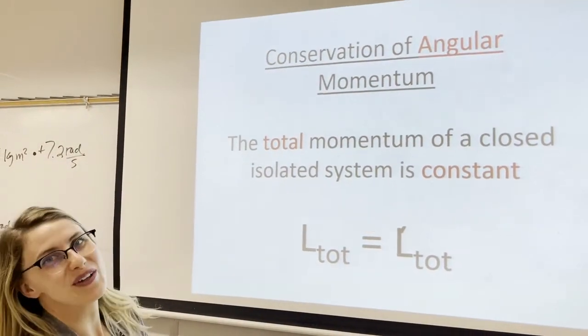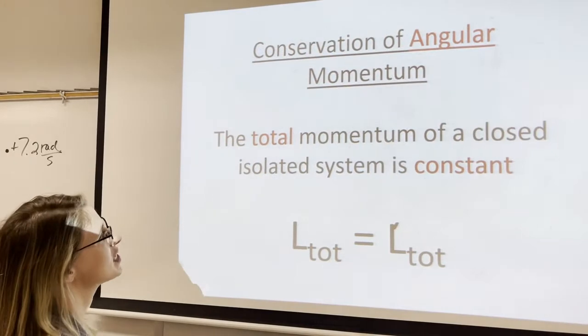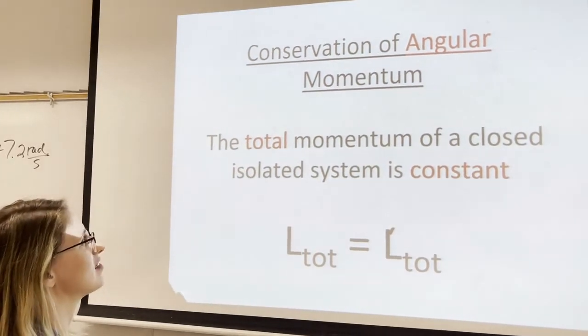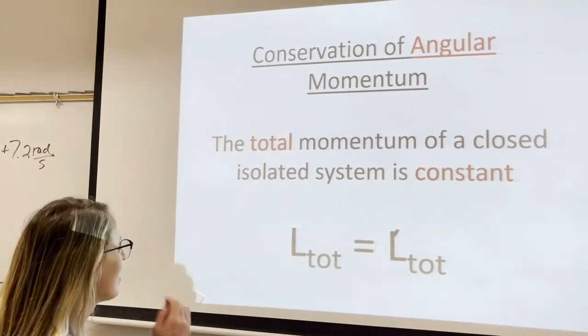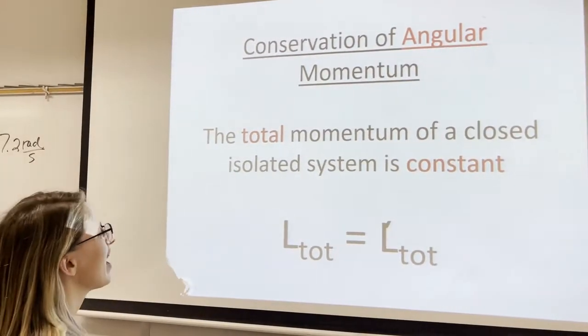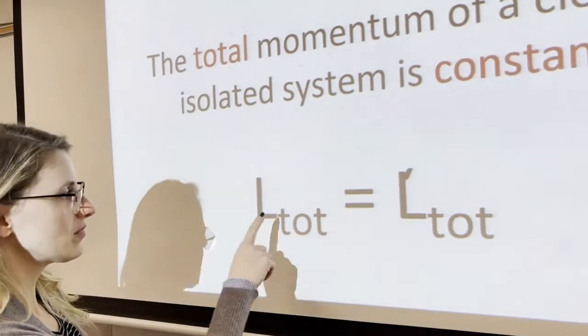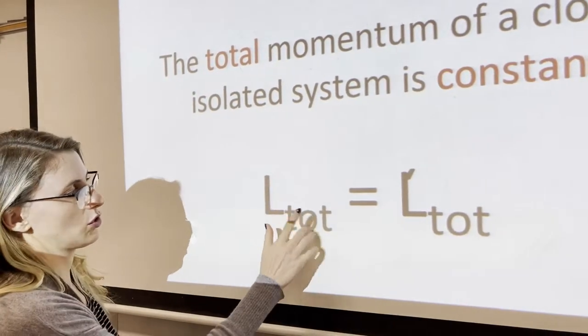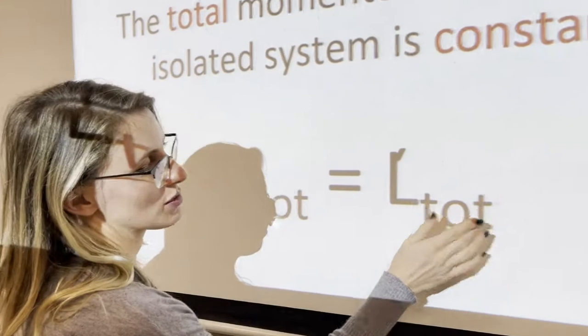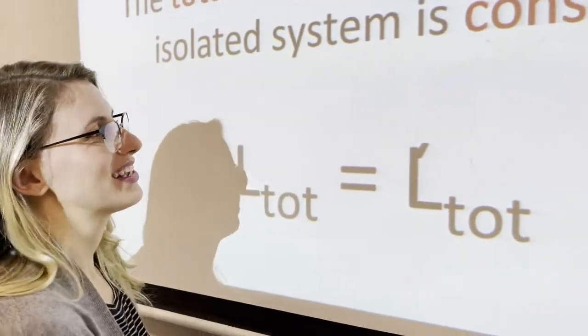Conservation of angular momentum. The total momentum of a closed isolated system is constant. Didn't we just do that? That sounds like exactly the same thing. We just have a different symbol here. So this is parallel to momentum. The angular momentum total before is equal to the angular momentum total after. That's a prime.